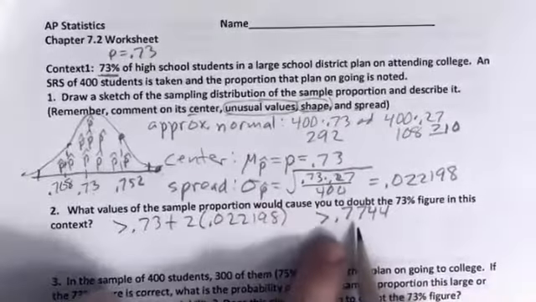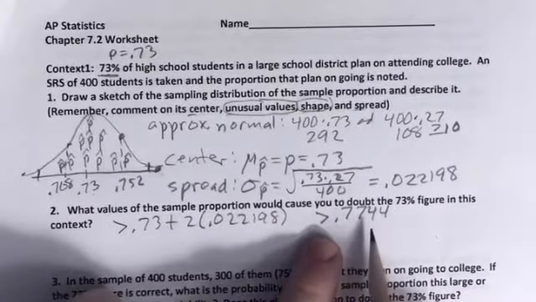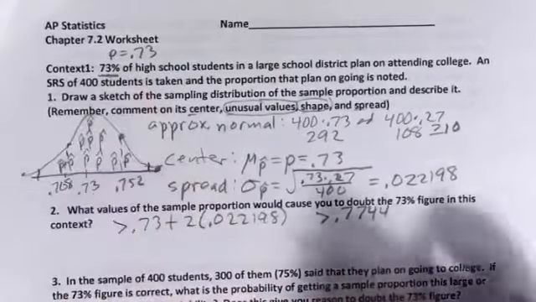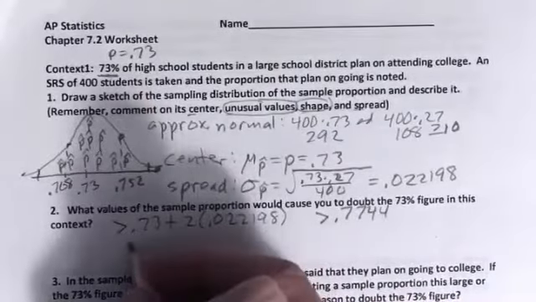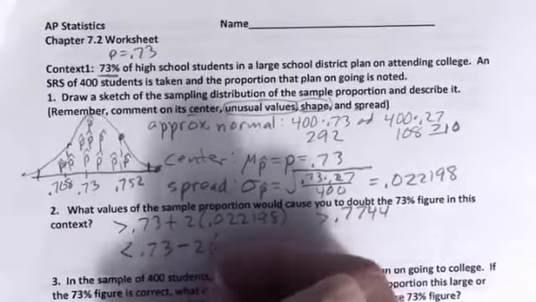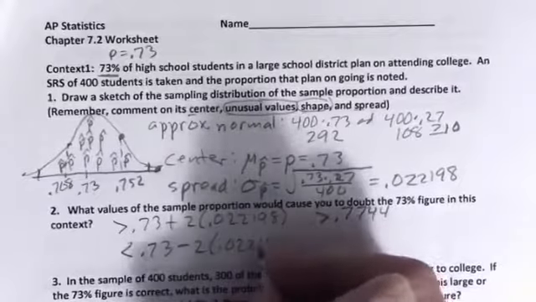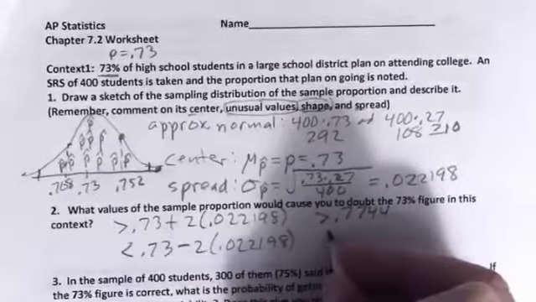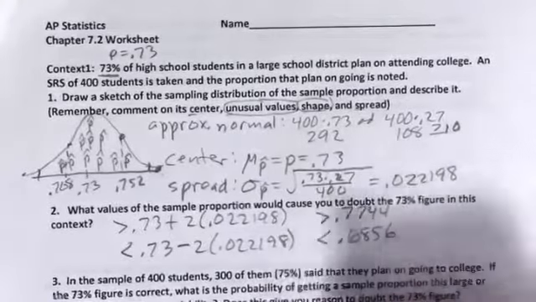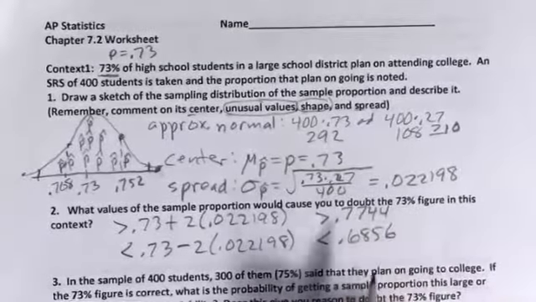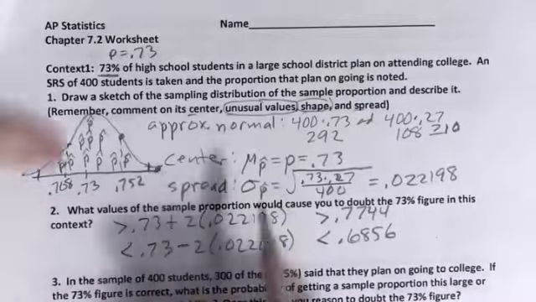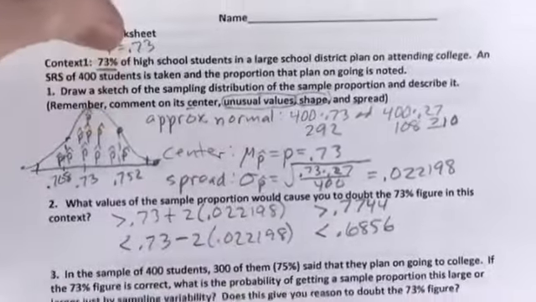That's 2 standard deviations above the mean. Anything beyond that's unusual, and it would cause us to doubt the claimed proportion. Or anything 2 standard deviations below the mean, which would be 0.73 minus 2 times 0.022198. And that would be anything less than 0.6856. So anything greater than that or less than that would be really unusual. It would be really way out on this tail and cause us to doubt the 73% figure.